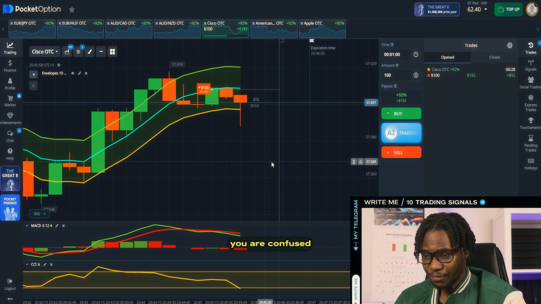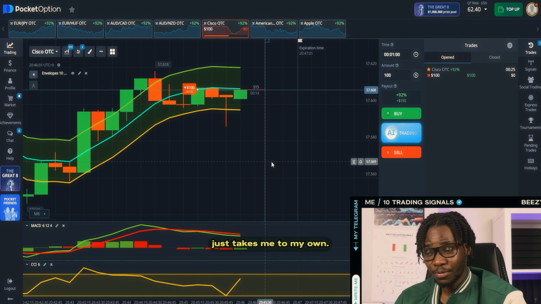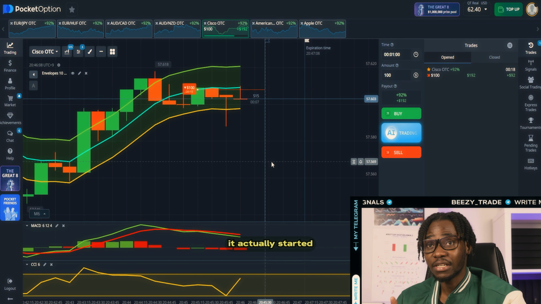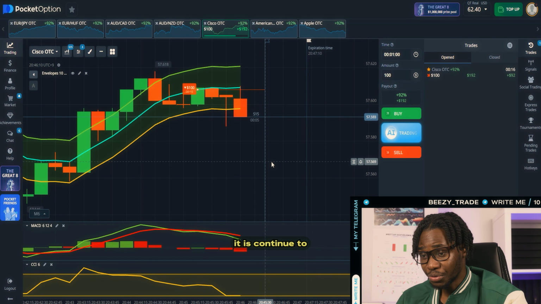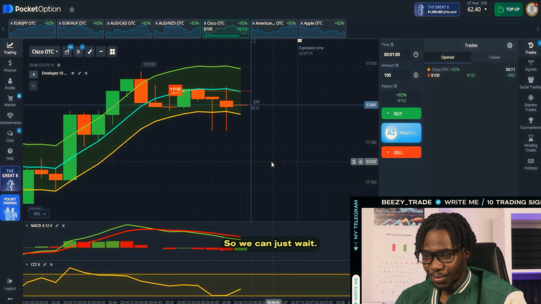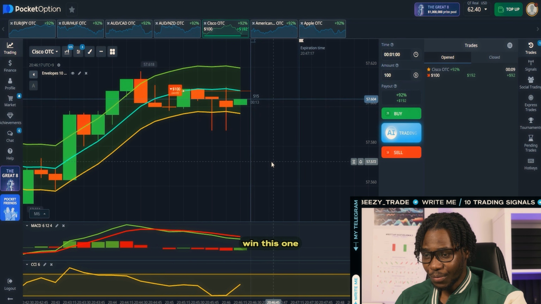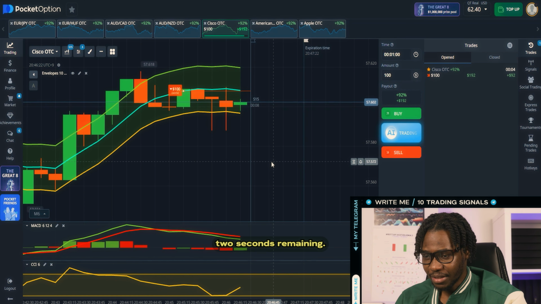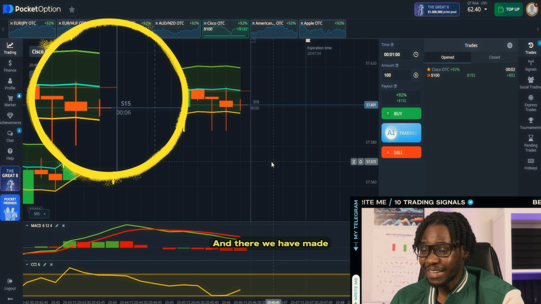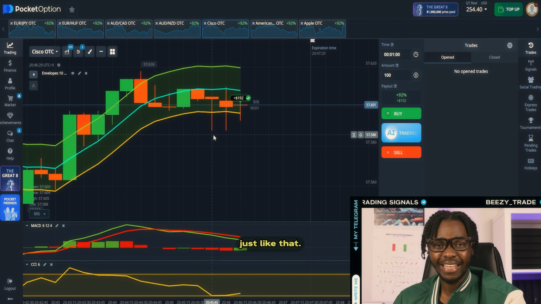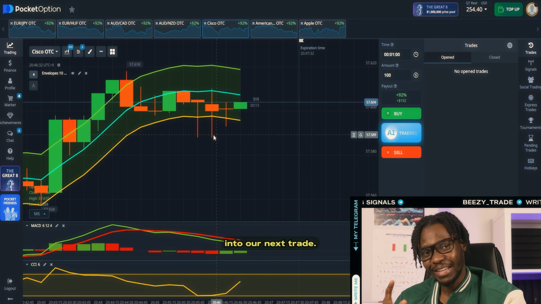If you feel like you're confused about something, all you can do is just text me on my Telegram, or let's wait a bit. I think now the market actually started going up, but as you can see now it has continued to go down, and we just have about 10 seconds remaining, so we can just wait. And I think we're gonna win this one. As you can see, it's just about 2 seconds remaining, and there we have made our first money. We've made about $192 just like that. So right now we can actually go into our next trade.